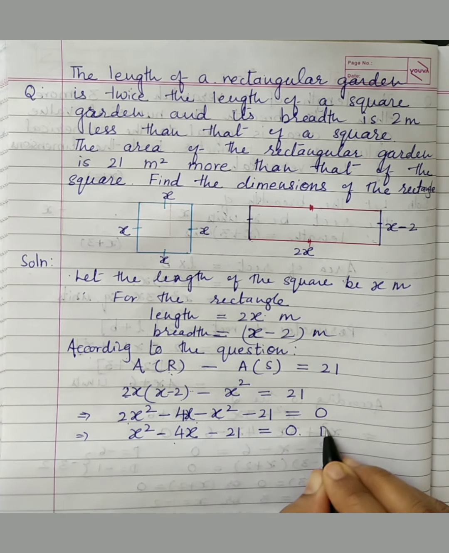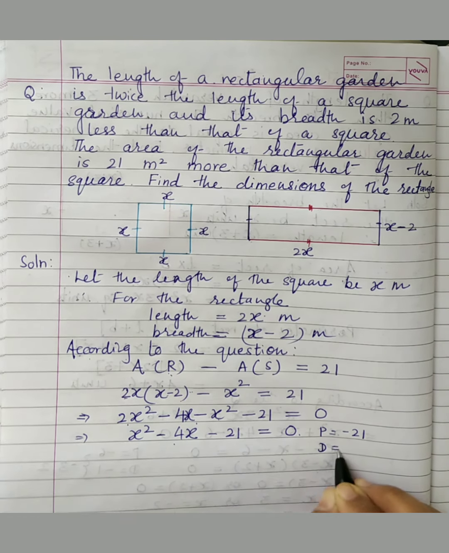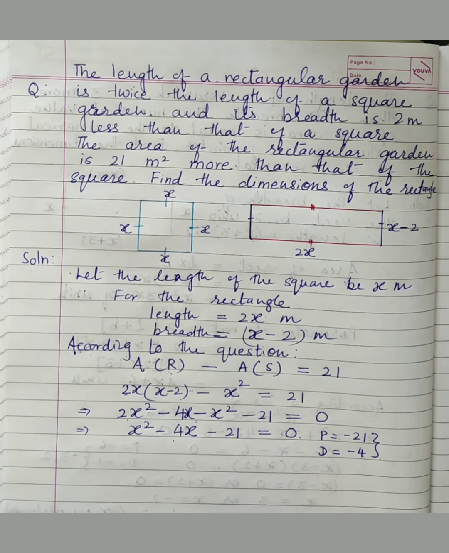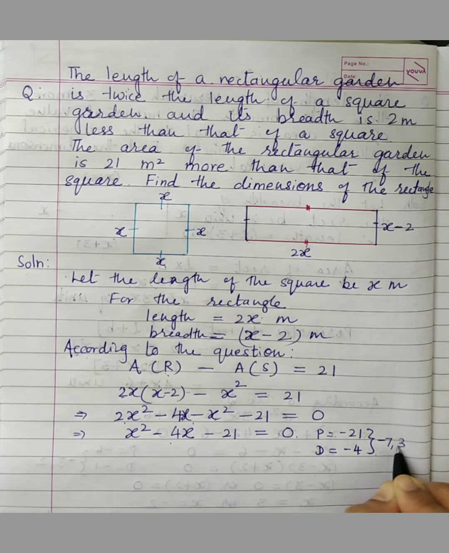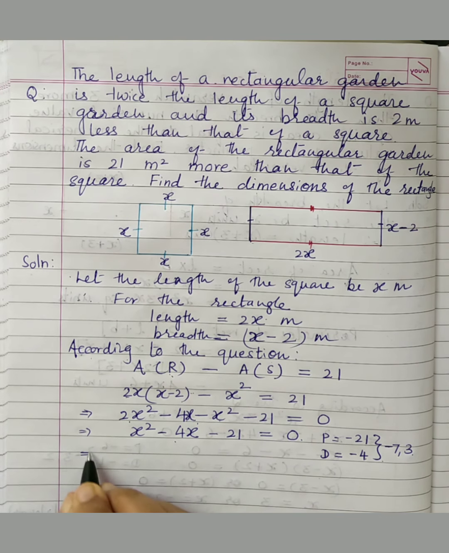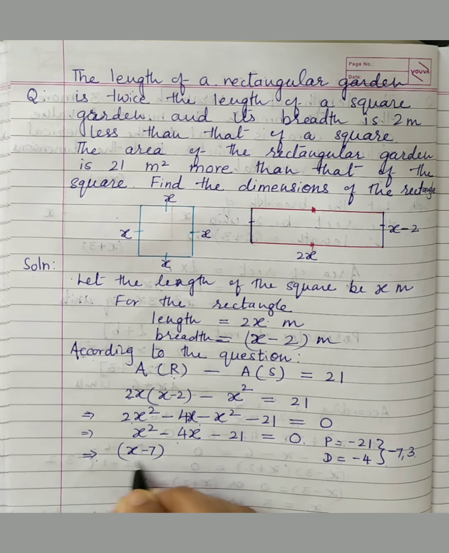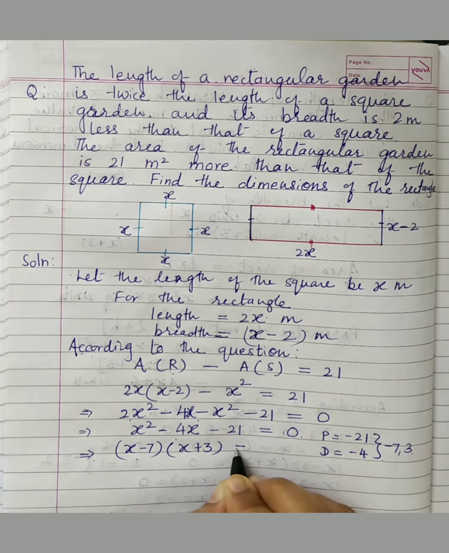What is the product here? Minus 21. So what is the difference? Minus 4. So the numbers are 7 and 3. Which 7? Minus 7 and plus 3. Can we factorize it directly? Yes, of course. x minus 7 bracket x plus 3 is equal to 0.